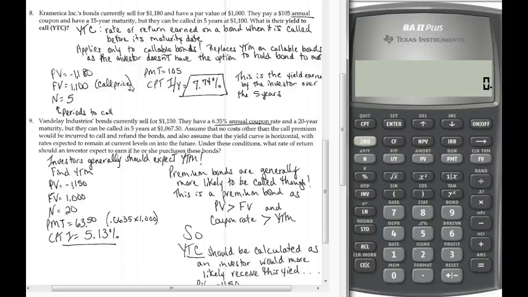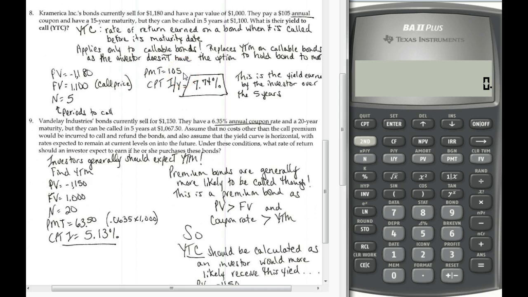So what do you plug into your calculator? Notice we just keep things here in this class with yield to call simple on an annual basis. So the present value, that's the selling price, $1,180. Make that negative just as you have all along. The future value will be the call price, what it's going to be called for. So that's $1,100. Our N is the periods to call, okay? That becomes the periods to call. It could be called in 5 years, and that's what we're looking at. Payment, that's the coupon amount, and I gave that to you in the problem.